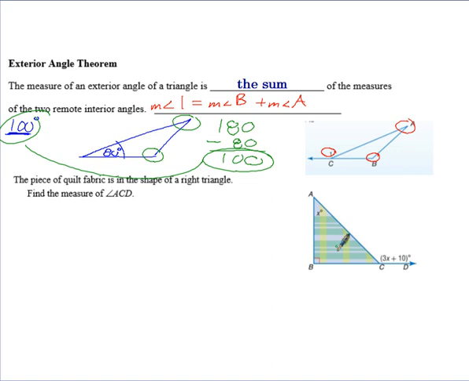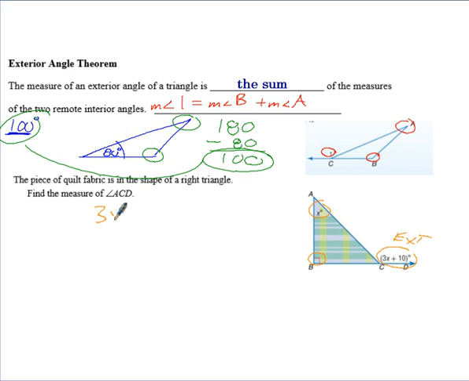So looking at our little example problem here, we have a piece of fabric in the shape of a right triangle. It says find the measure of angle ACD. And so here's our exterior angle. And we know that the exterior angle is equal to the sum of the remote interior. When it says the remote interior, it means the one that doesn't form a linear pair with this. Because I can't really do anything with the linear pair because I don't know what x is.